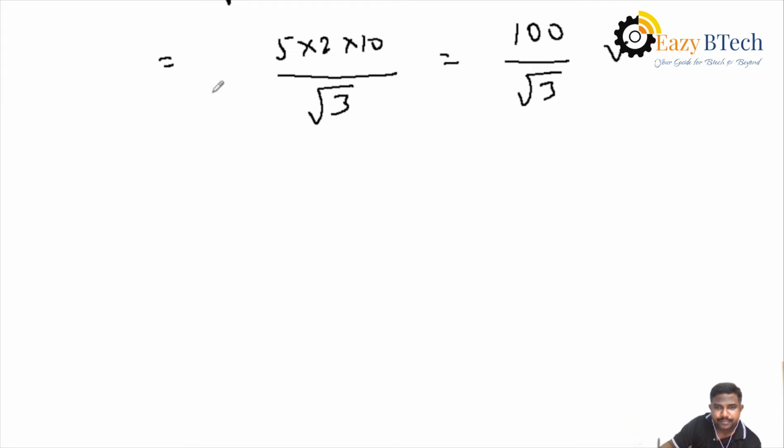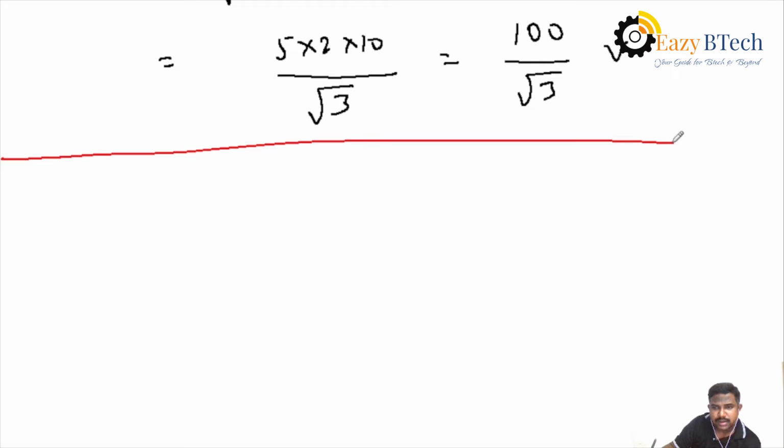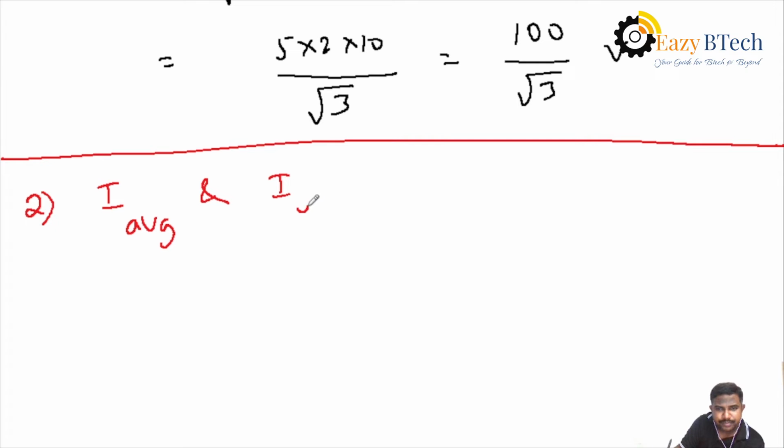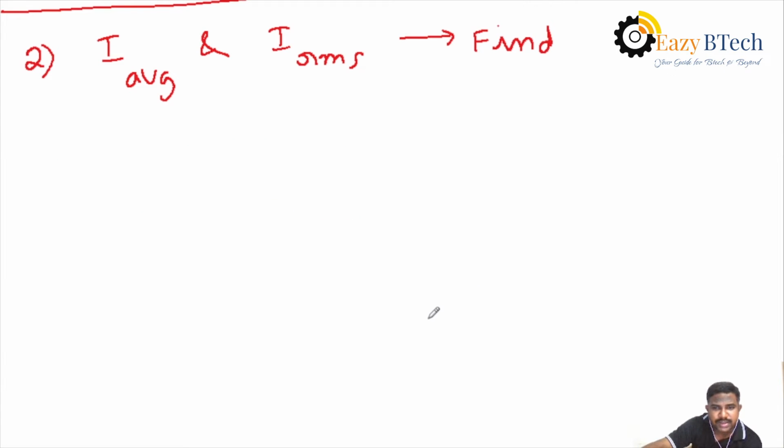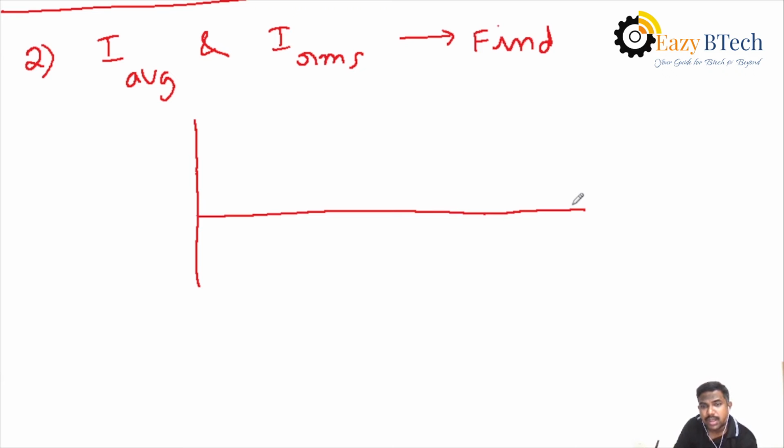In a similar manner, by considering another example, find out the average value and RMS value for the given waveform. For example, the given waveform is a full wave rectified waveform. This waveform is very important. Most of the final examinations will have this waveform given. That is the full wave rectified waveform.